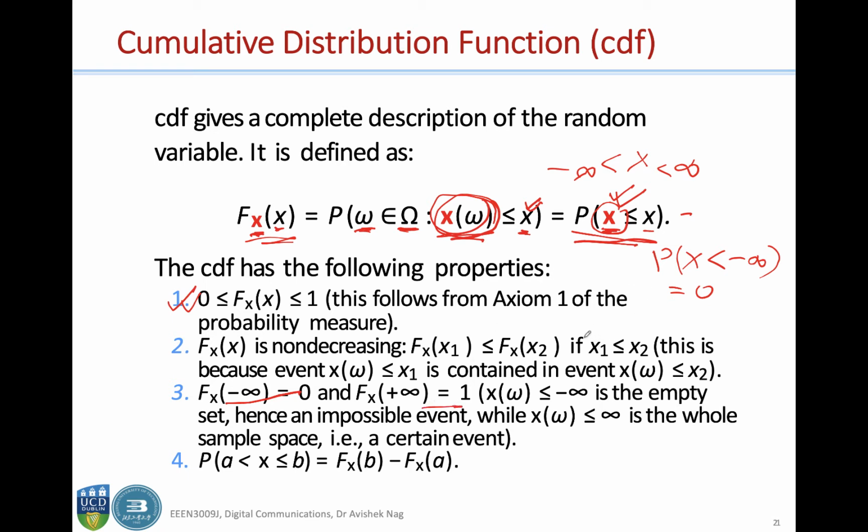And then the probability of the random variable x taking any values between a and b is basically the difference between these two cumulative distribution functions, Fx of the upper bound minus Fx of the lower bound.